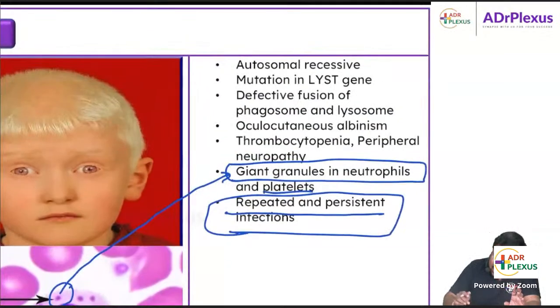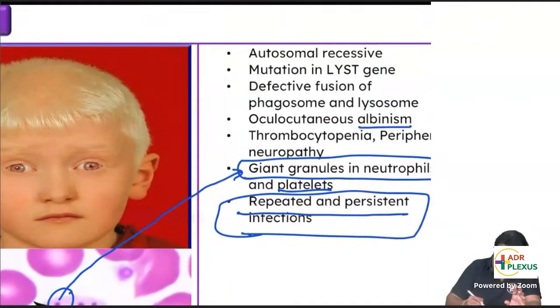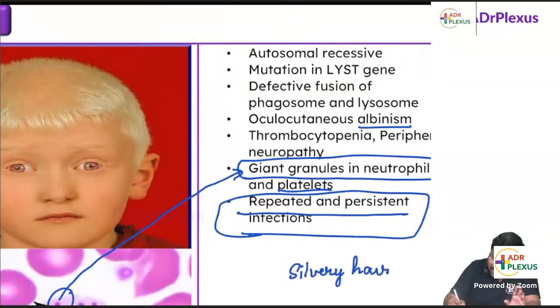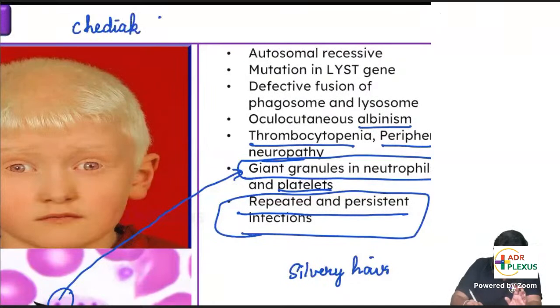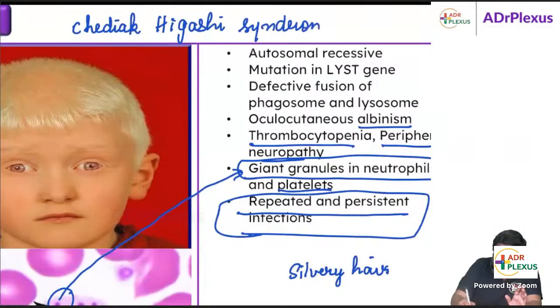The child is presenting with albinism. You can see this albinism and silvery hair. Okay, the hairs appear silvery. Peripheral neuropathy, thrombocytopenia. So if all these symptoms are there, yes, very good. It is the Chediak-Higashi syndrome. There will be a history of repeated infections.